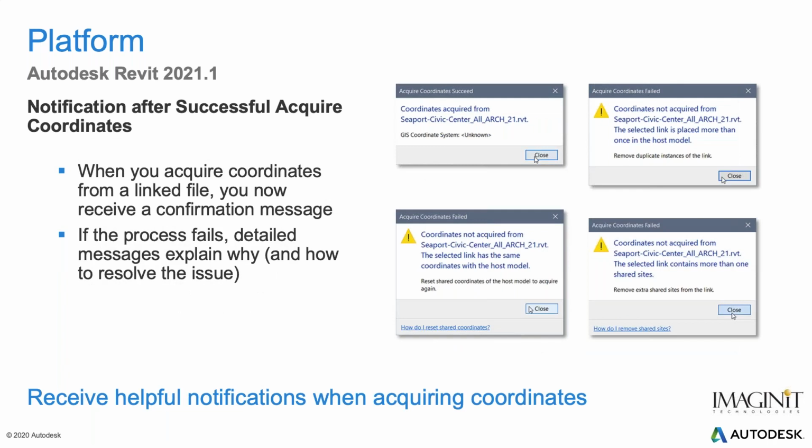Okay. For those of you who have ever tried to acquire shared coordinates, it's kind of like, did it work? I don't know. I hope it did. Unless you see something move, it's really not clear if you've successfully acquired shared coordinates or not. So if you have duplicate models in a project, when you acquire shared coordinates, a warning will appear stating that the selected link is placed more than once in the host model, and to remove duplicated instances of the link. When acquiring coordinates, if there's more than one shared site in the host model, a warning will appear. Sorry, guys.